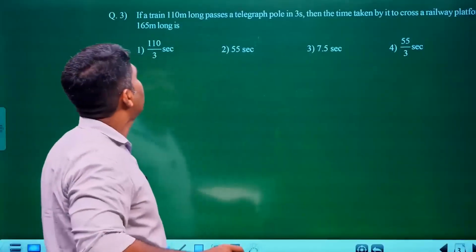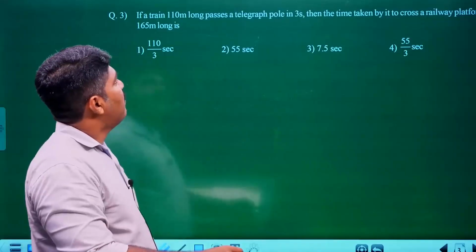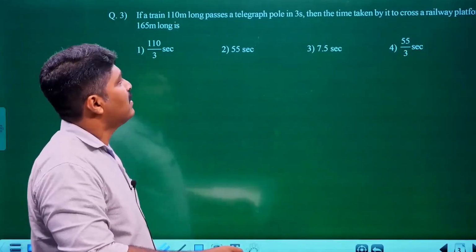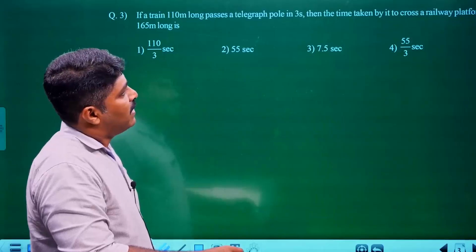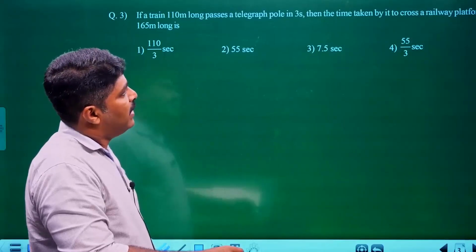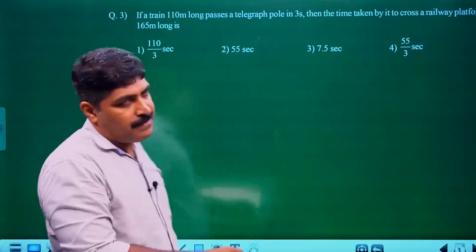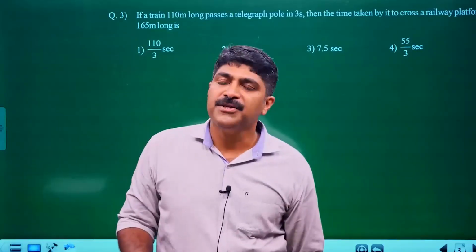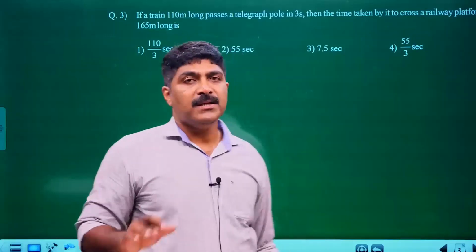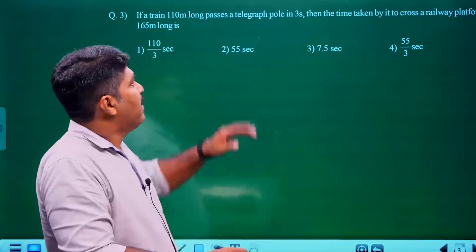Third question. If a train 110 meter long passes a telegraph pole in 3 seconds, then find the time taken by it to cross a railway platform 165 meter long. So this is also a basic train problem. What is the simple logic in a basic train problem?